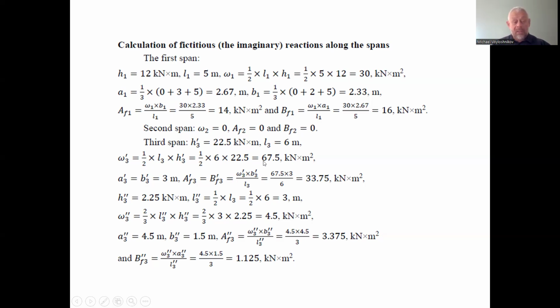It is 67.5. So the points A3 stroke and B3 stroke are the distances from the left end and the right end of the single span number 3. We indicated them as A3 stroke, B3 stroke due to the symmetry of the action of the concentrated force applied to the middle of the third span.